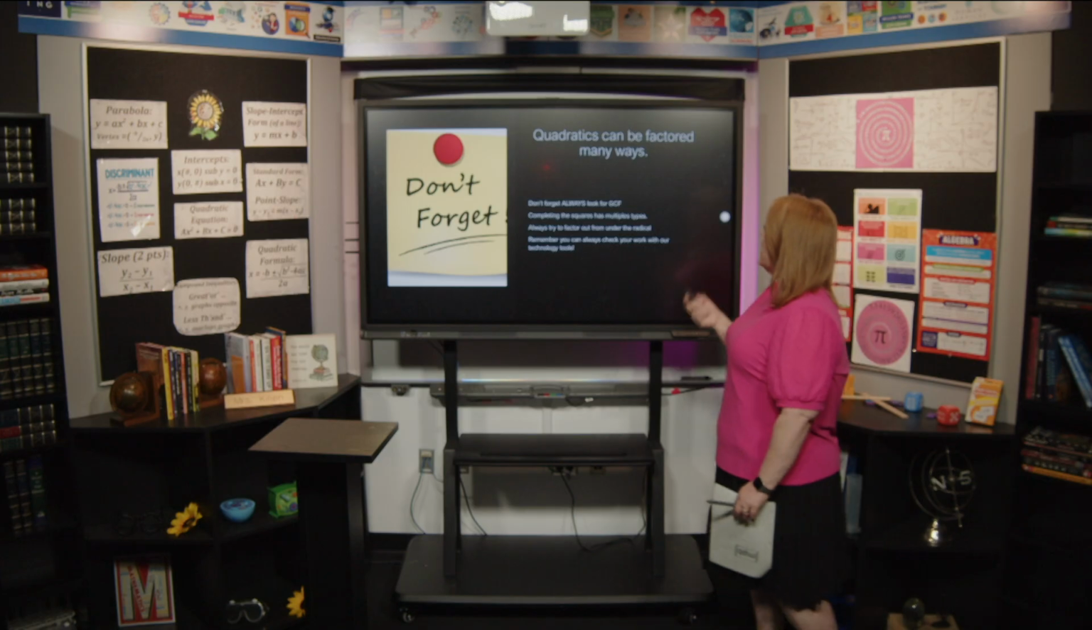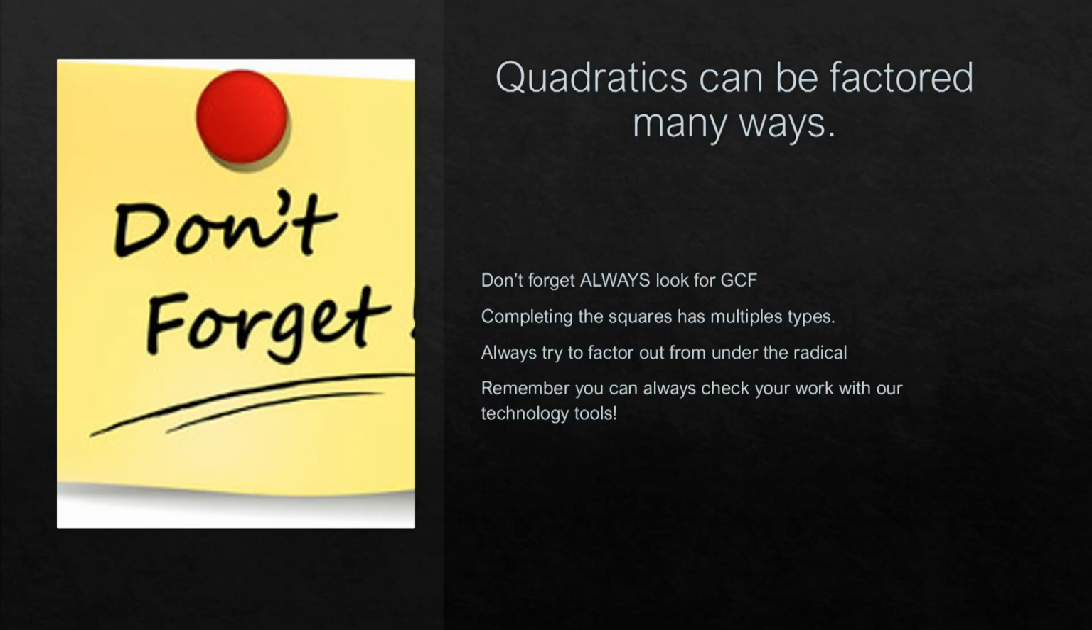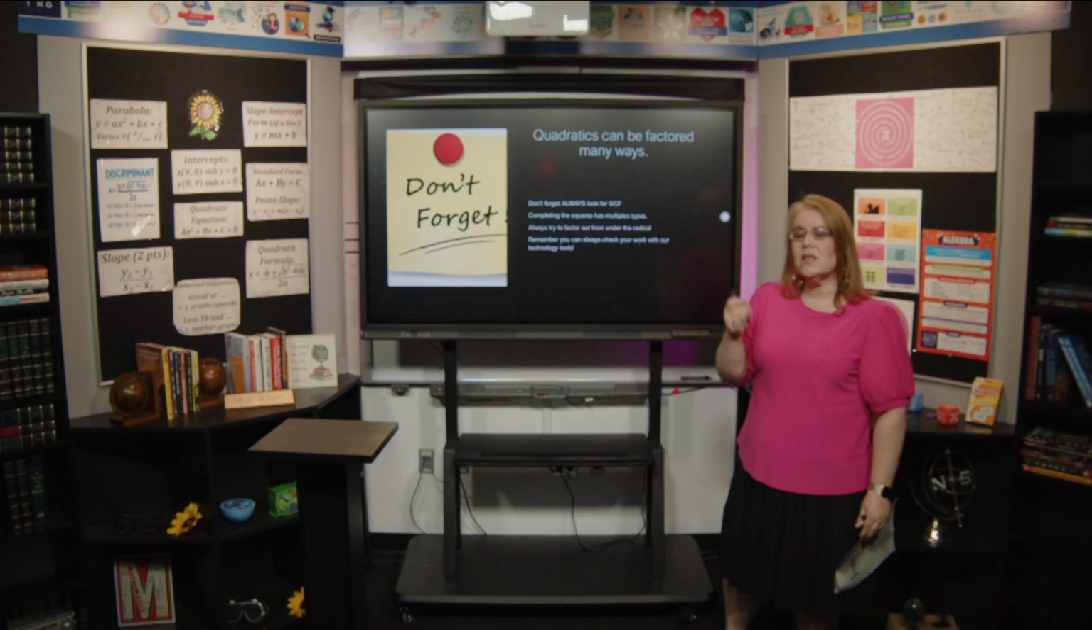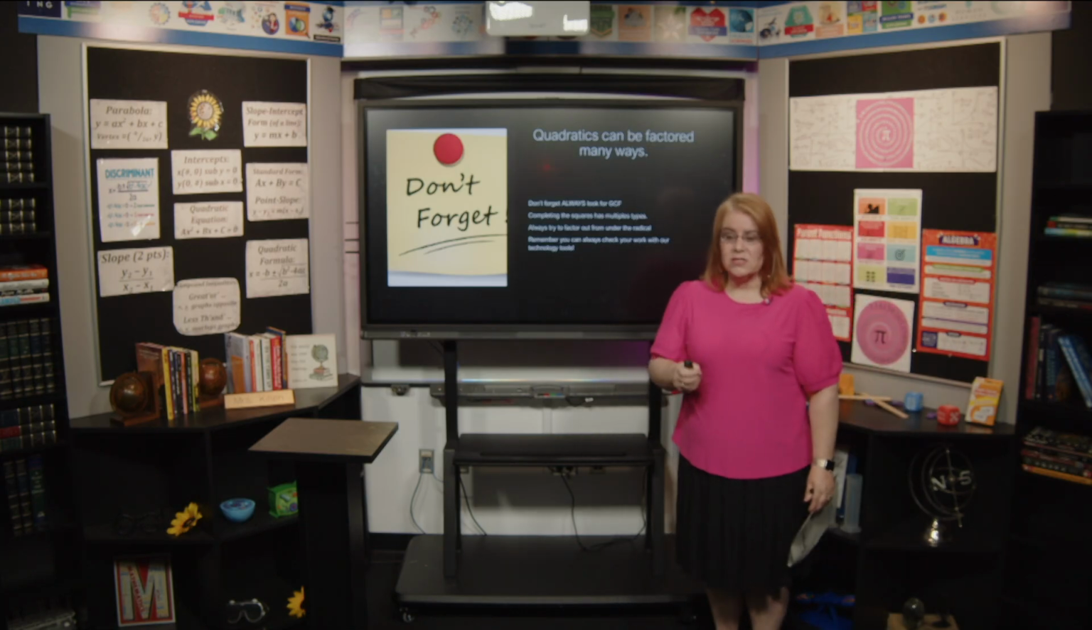Things we don't want to forget. Quadratics can be factored many different ways, and we've seen those different ways that it could possibly be factored. Don't forget, always look for your GCF. Completing the square has multiple types, so we've seen many of those types. Always try to factor out from under the radical. Sometimes it'll work, sometimes it won't. You just have to try. And remember, you can always check your work with our technology tools. We are learning those Desmos and those calculator skills for a reason.